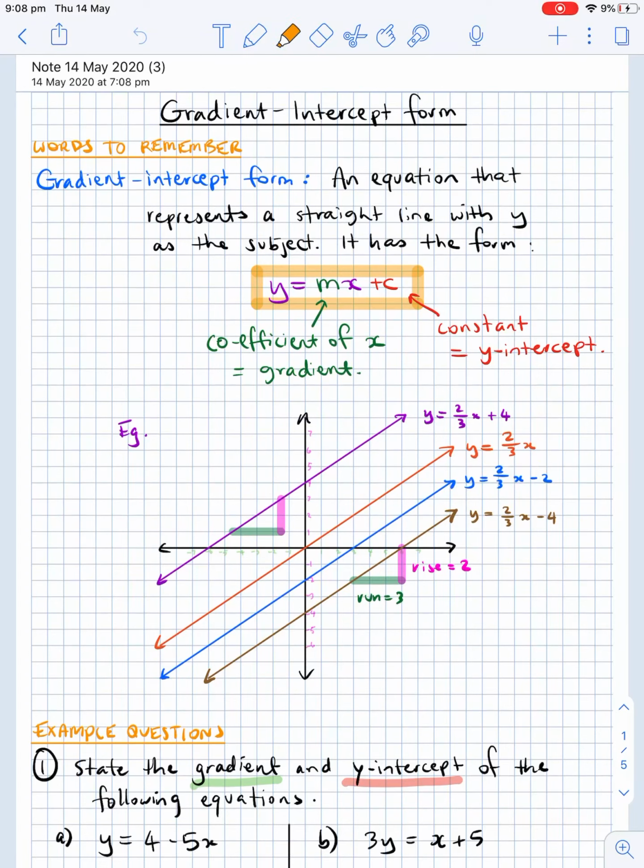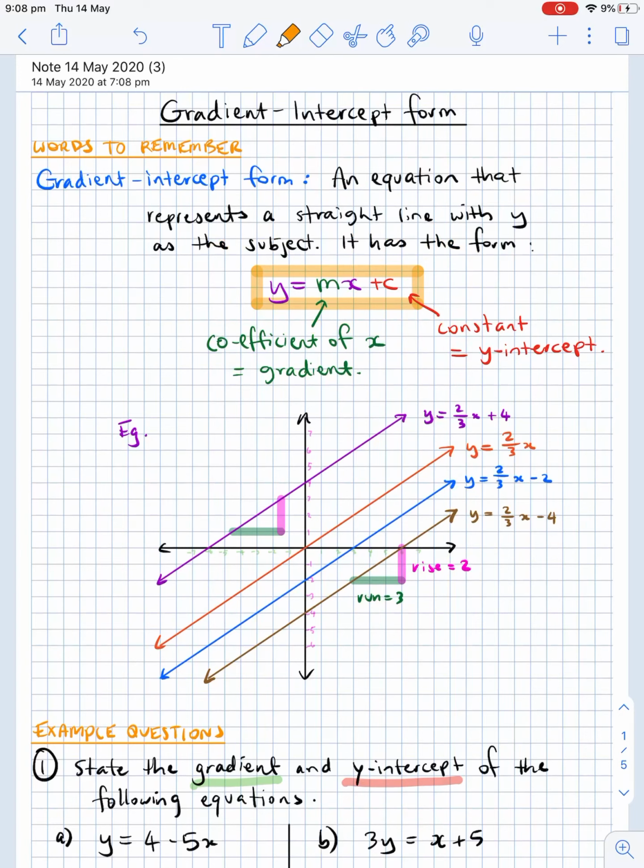Hi guys, for today's lesson we're going to be dealing with gradient intercept form. So what do I mean by this phrase of gradient intercept form? It's an equation that represents a straight line with y as the subject. So y is by itself in this equation. So it has this sort of form.